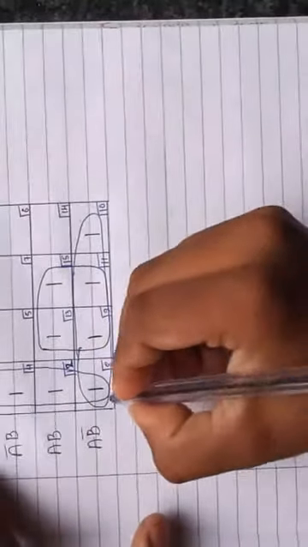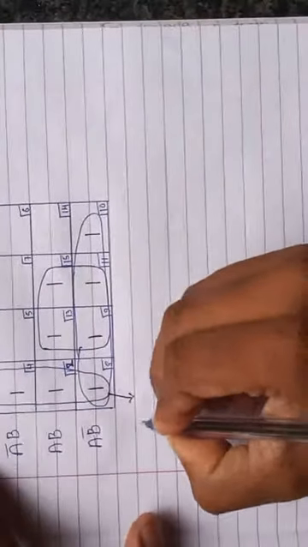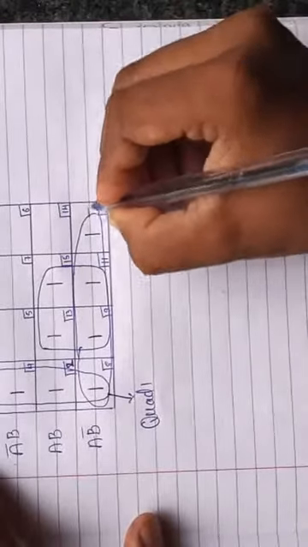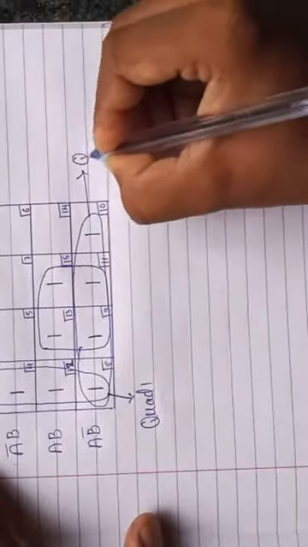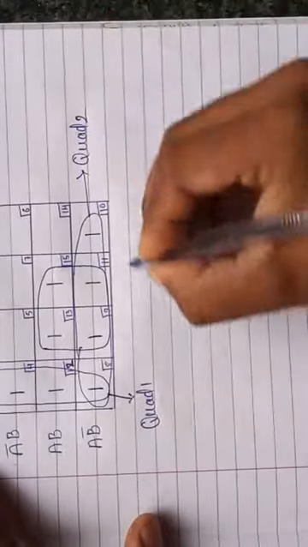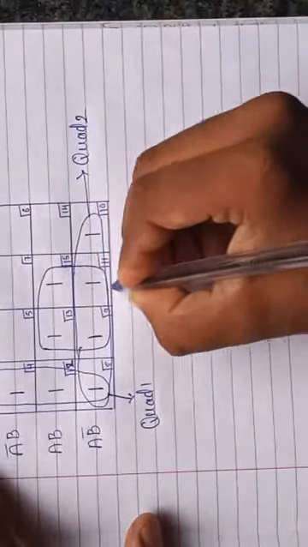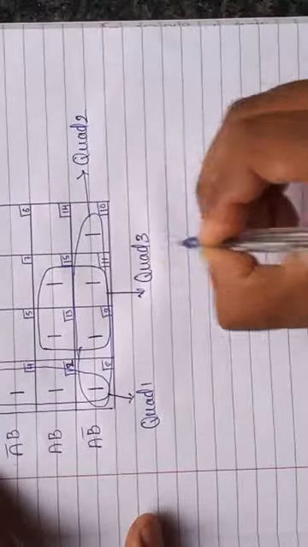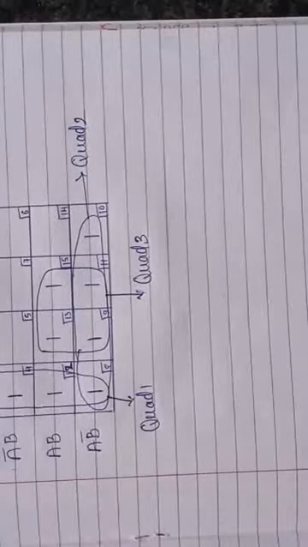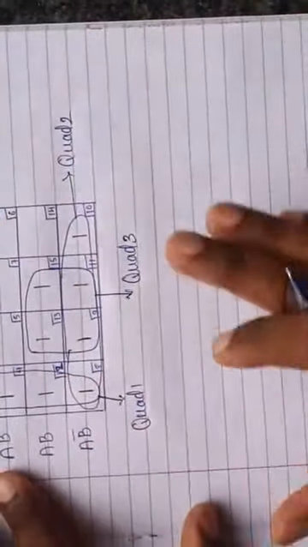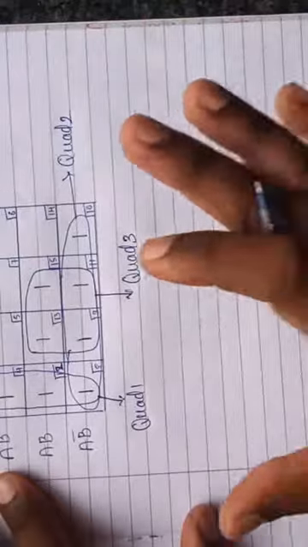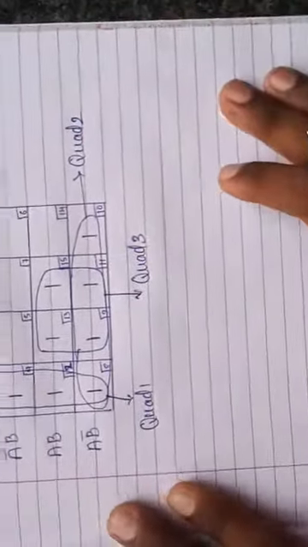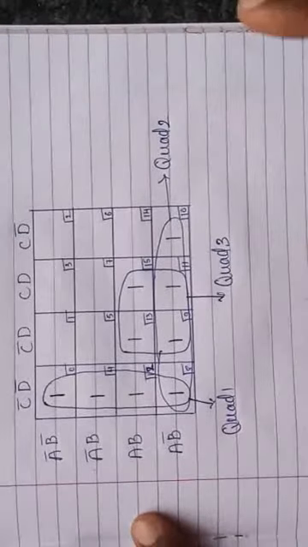Now mention this as quad 1, quad 2 like this. Quad 1, next quad 2, next this third one, so this is quad 3. Understand? So if you group this and make a quad, octet or pair, if you do this much, you will easily get 1 mark each. So that is totally 3 marks.